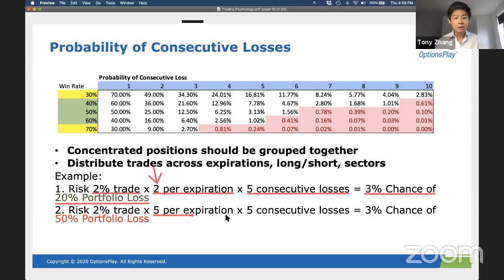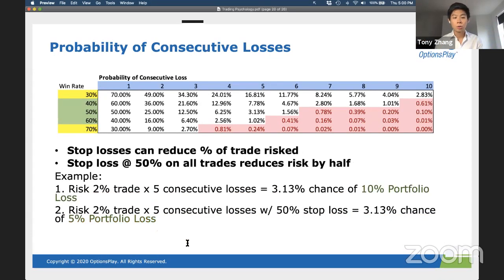Now, on the flip side, some people load up on expiration cycles. I've seen people with 5, 10, 15 trades. For those of you that joined us on Tuesday with Tom Sosnoff, he has a lot of positions. So he has a lot of concentration risk on each expiration cycle. So if you risk 2%, but you had 5 positions all expiring on the same day, and perhaps you had 5 consecutive losses, that's a 3% chance of a 50% portfolio loss. So the number of trades that you have expiring on the same expiration can greatly increase your portfolio risk. And this is something that's very important to pay attention to on your account.